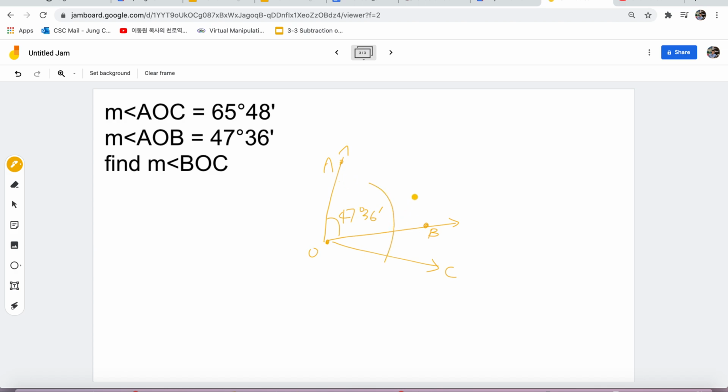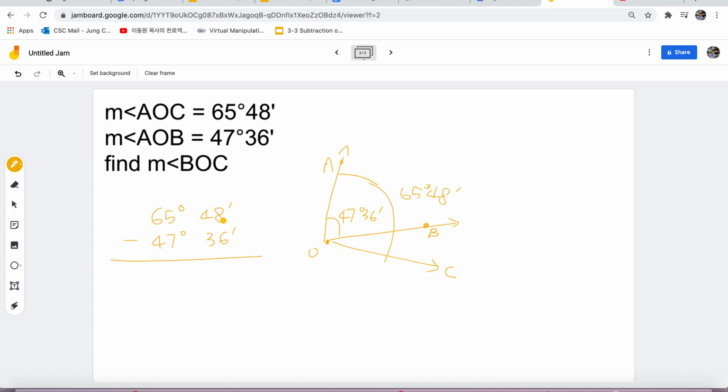But the total is 65 degrees and 48 minutes, right? So knowing that ray OB is adjacent, it's the shared ray, and angle AOB and angle BOC are adjacent, we can use angle addition postulate. So how do we find the measure of angle BOC? You can just subtract 47 degrees 36 minutes from 65 degrees 48 minutes, right? So we can do 65 degrees 48 minutes minus 47 degrees and 36 minutes.